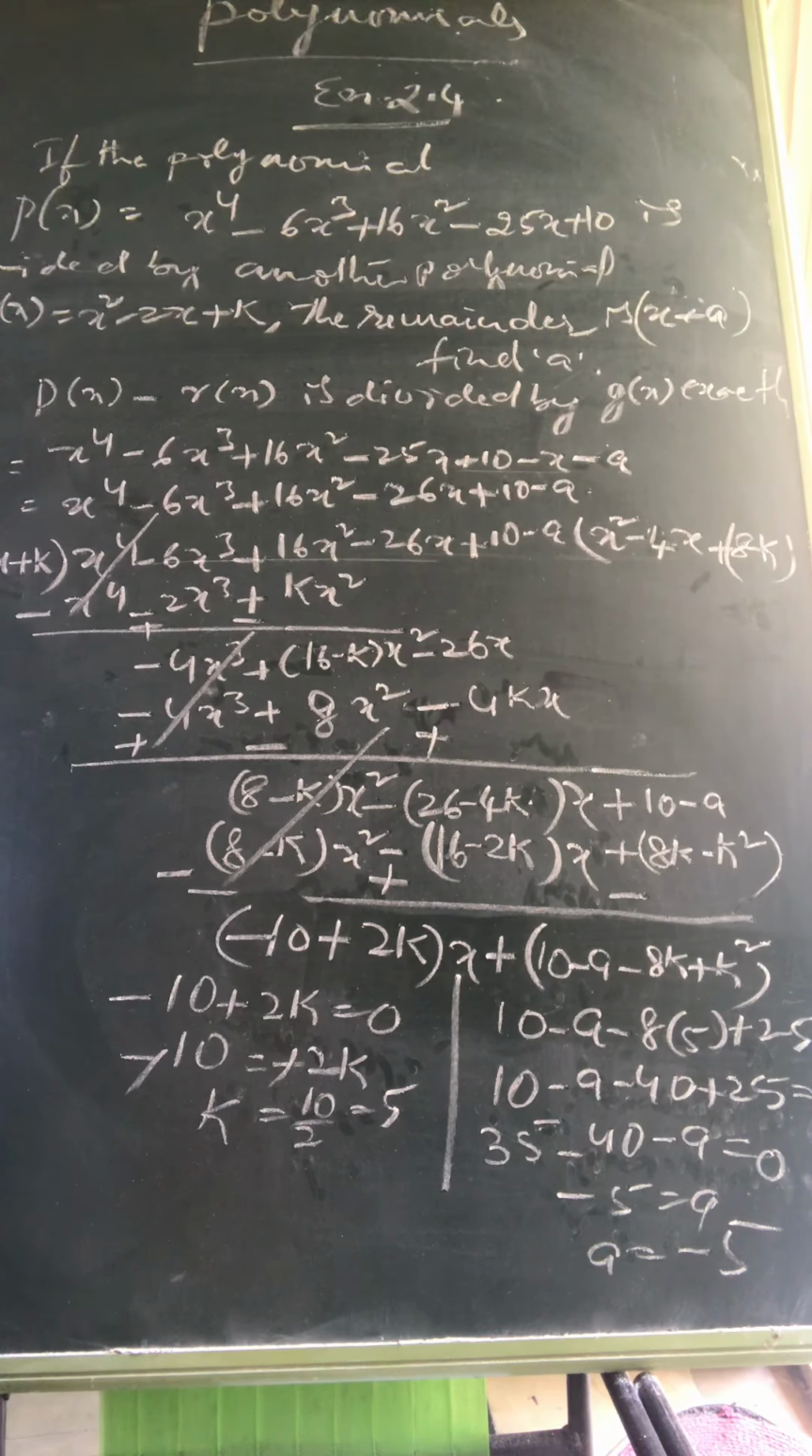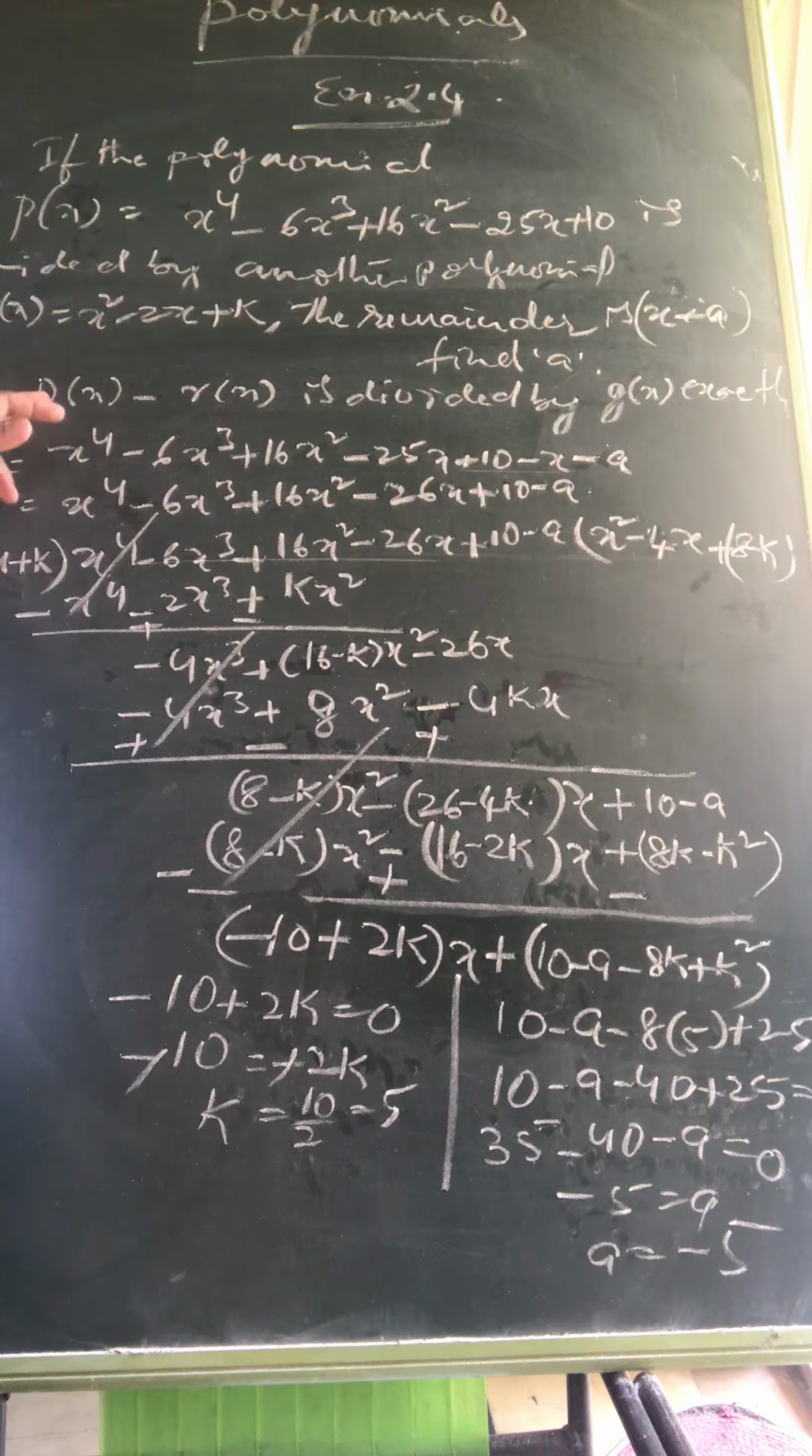This problem depends upon the division algorithm. Already you know that p of x is equal to g of x into q of x plus r of x, where he gave that the remainder is x plus a. First we have to subtract this remainder from the polynomial, then the remaining part is exactly divisible by g of x. That means the remainder will become 0. So on the basis of that concept, we are dividing it.